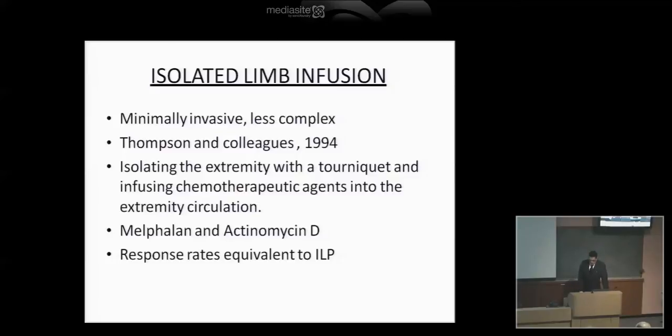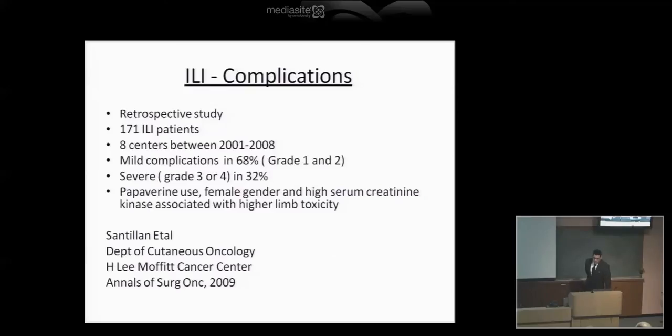One of our own surgical oncologists, Dr. Santillan, did a study while he was a fellow at Moffitt Cancer Center. He did a retrospective evaluation of about 170 patients who underwent isolated limb infusions in 8 centers between 2001 and 2008. Mild complications, which were the grade 1 and grade 2 complications, occurred in about 68% of cases. Grade 3 or 4 complications occurred in about 32% of cases, and actually only 1 patient in this 171 patient group ended up with an amputation.